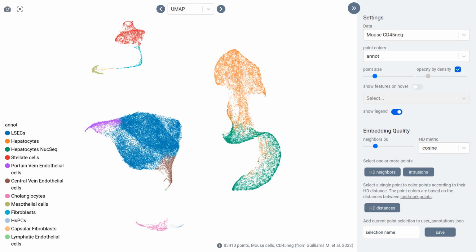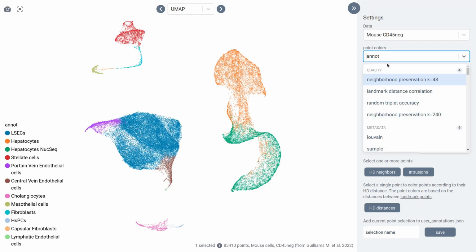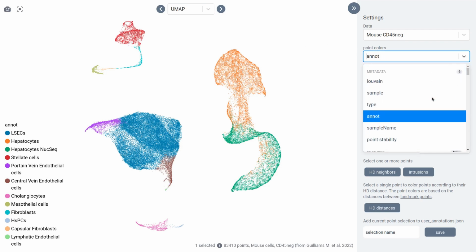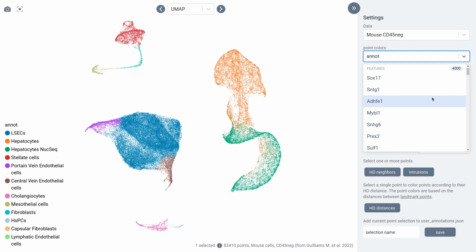In this video, we'll be walking you through a possible analysis workflow using a biological dataset of approximately 80,000 cells. We pre-computed the embeddings and quality measures, which took less than 10 minutes. In Trace's user interface, you can select any of the pre-computed embeddings and choose to color the points based on metadata, quality measures, or the original high-dimensional features.